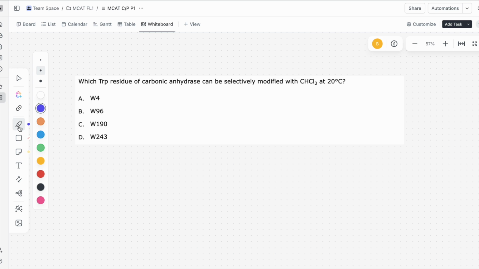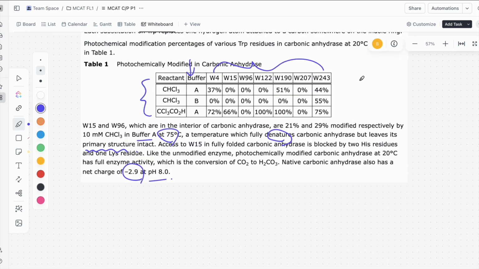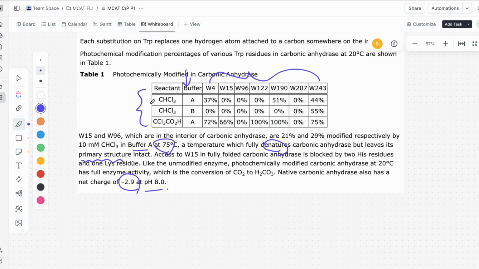Which tryptophan residue of carbonic anhydrase can be selectively modified with CHCl3 at 20 degrees Celsius? All right, let's take a look. CHCl3 means we're looking at the first two rows here, and we have two different buffers, A and B. If we look at buffer A, it looks like with CHCl3, you're going to be modifying tryptophan 4, 190, and 243, so it doesn't really matter.